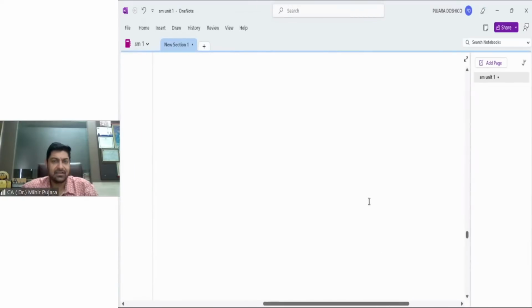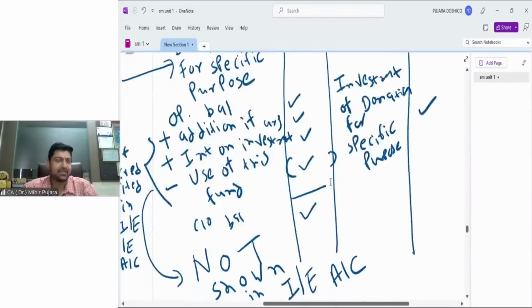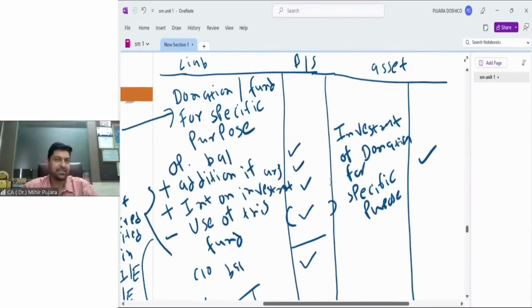Now friend, what we discussed here, right? This should be followed. Opening balance plus addition plus income minus expenses. This format should be followed. Got it, guys? Okay, got it?